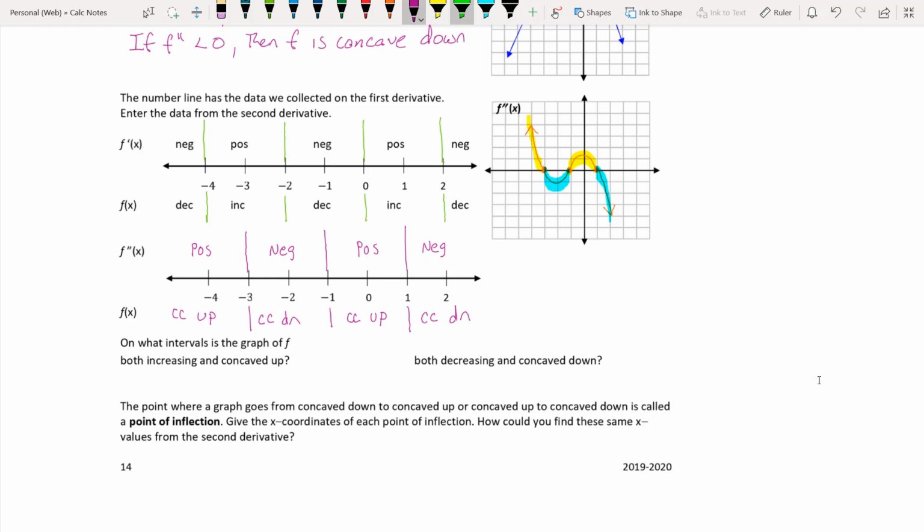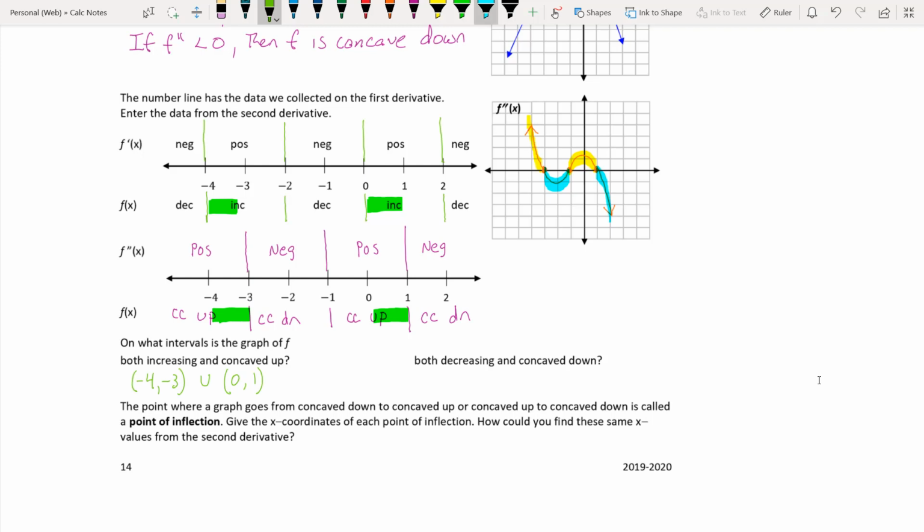Increasing and concave up. So I'm increasing in this section here, and I'm also concave up in that section there. And then I'm increasing from 0 to 1 and concave up from 0 to 1. So I could definitely put those in there. So I would have negative 4 to negative 3 and 0 to positive 1.